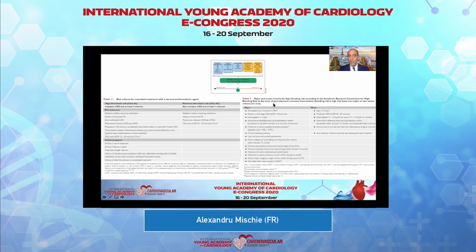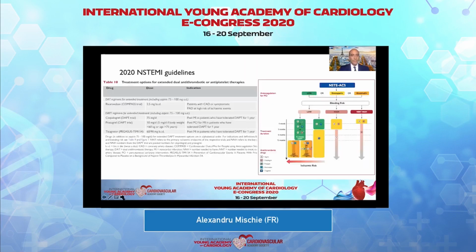I inserted here also the major and minor criteria for high bleeding risk according to the Academic Research Consortium for High Bleeding Risk at the time of PCI. So you have major criteria and minor criteria. And also in these guidelines, the experts show what are the treatment options for extended dual antithrombotic or antiplatelet therapies. So here we have the drugs, the dose, and the indication.